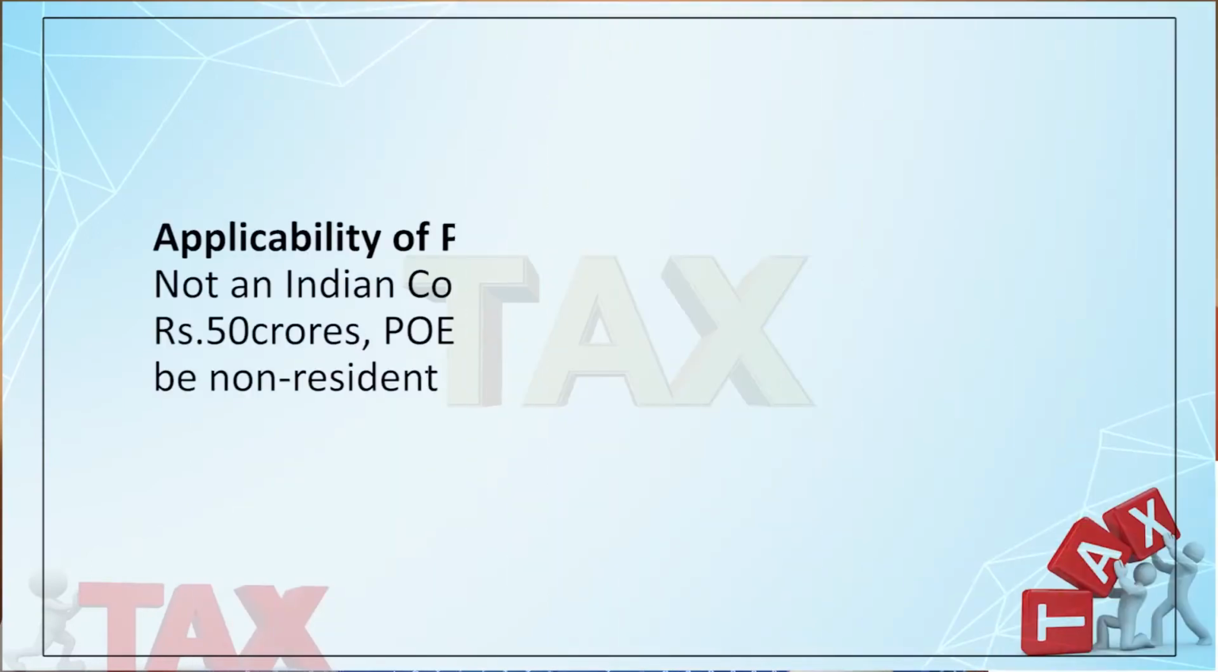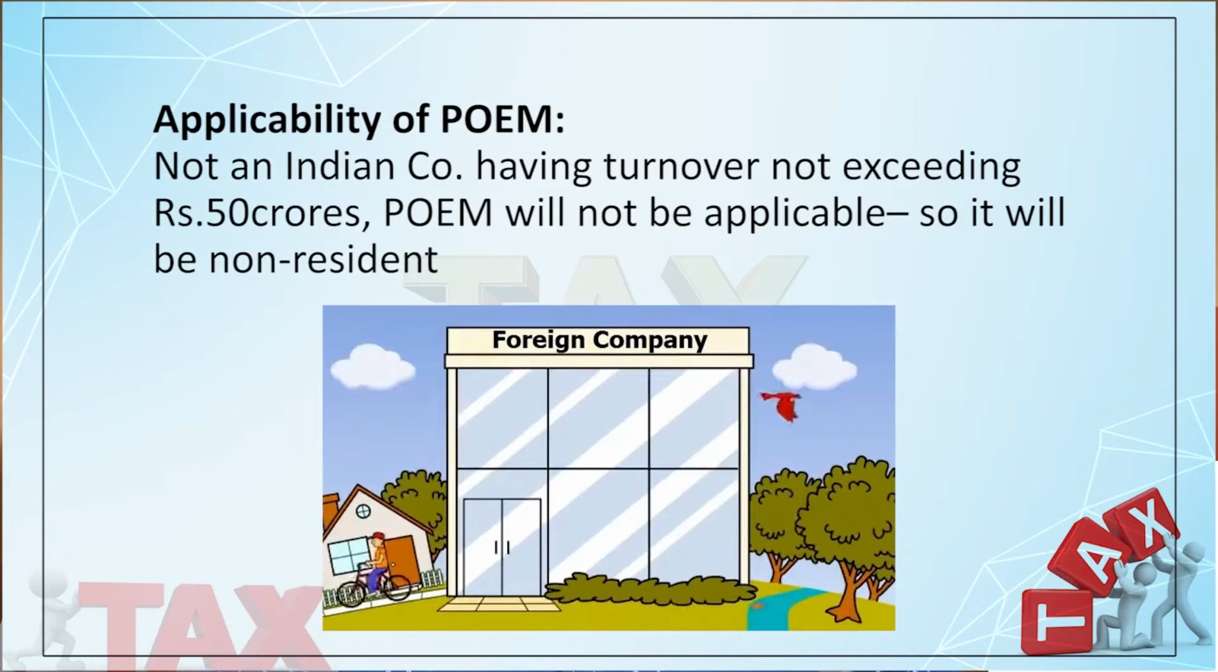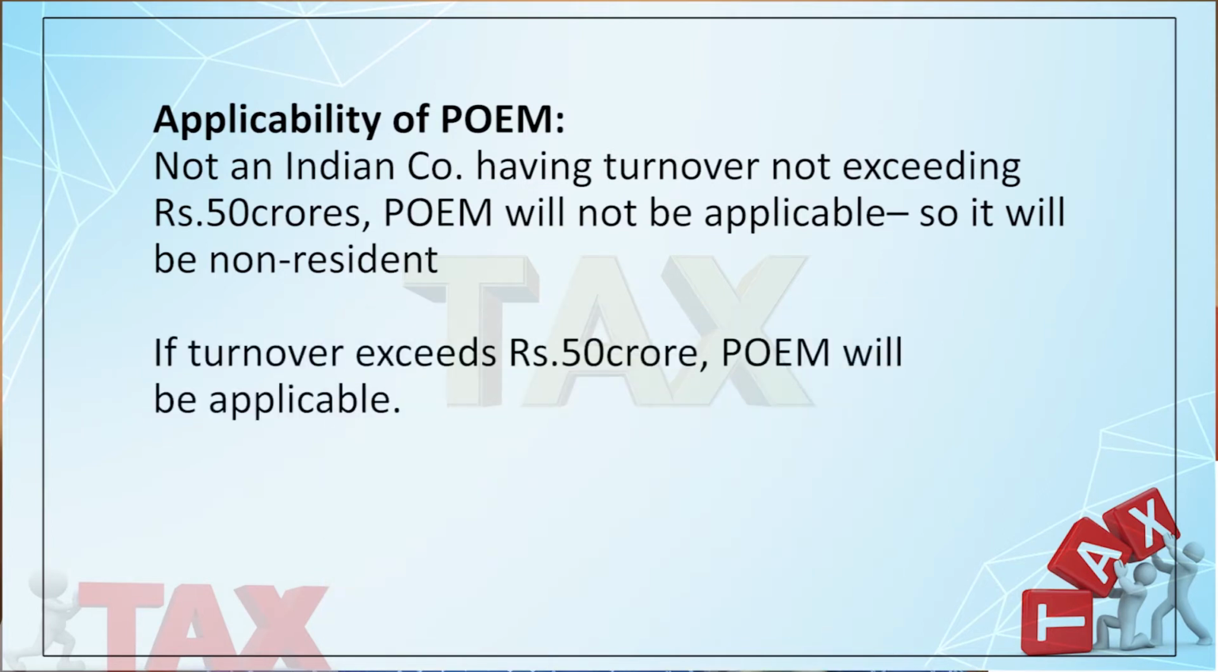Now, when will the concept of place of effective management be applicable? We have said that in case of a foreign company, that is a company which is not an Indian company, the concept of POEM, that is place of effective management, will be applicable. But here there is a condition. What is that condition? You have to check the gross receipt or turnover. If the gross receipt or turnover exceeds rupees 50 crores in a particular previous year, then the concept of POEM will be applicable. So, for a non-Indian company having turnover not exceeding rupees 50 crores, the POEM will not be applicable. So, straight away you may consider this type of company as non-resident. So, there is a restriction in the applicability of the concept of place of effective management.